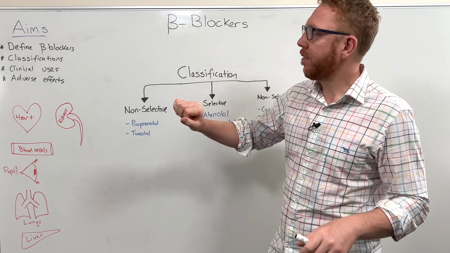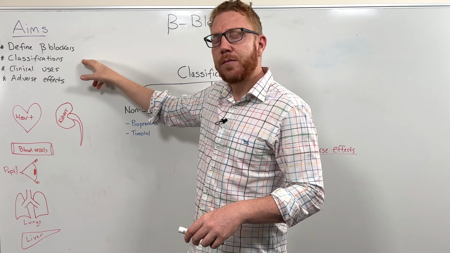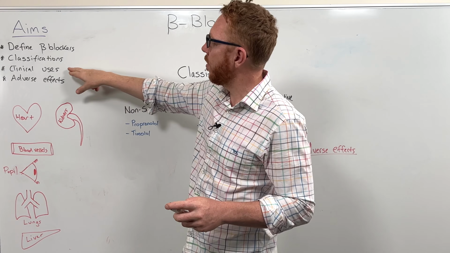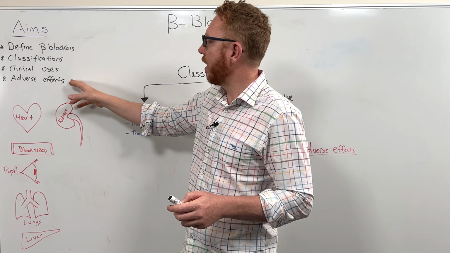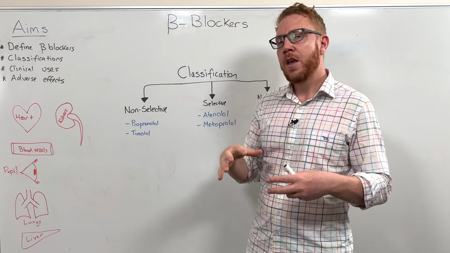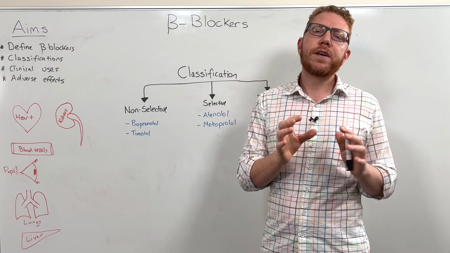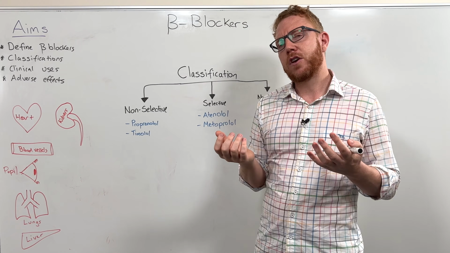The aim of this particular video is to firstly define what beta blockers are, to classify them, so what are the different categories of beta blockers, their clinical uses, and finally, what are some of the common adverse effects associated with beta blockers. Now, before we continue on with defining what they are, I think what we should do is a quick refresh of our understanding of the sympathetic nervous system.